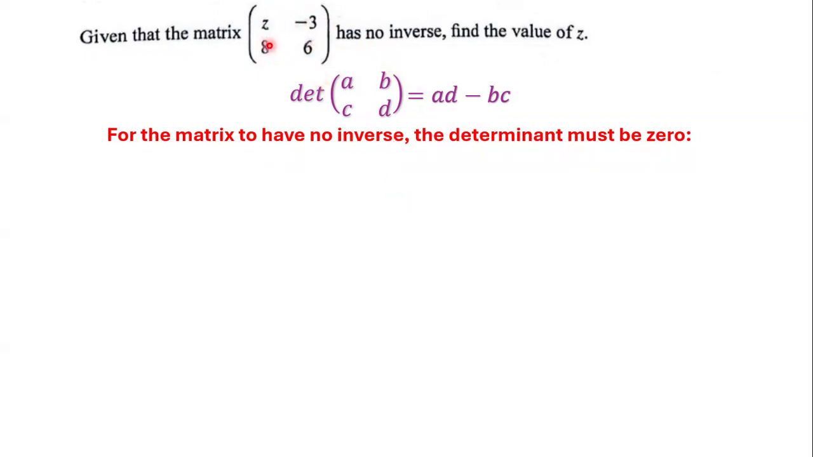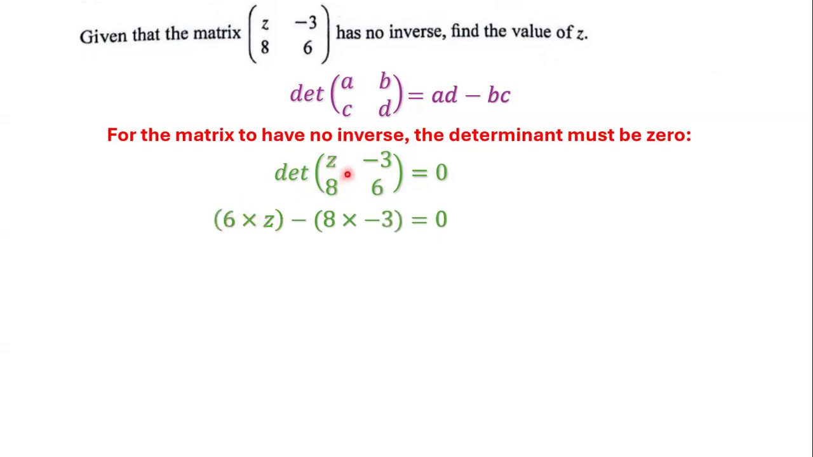So let's determine the determinant of this matrix. The determinant of the matrix that contains the entries Z, -3, 8, and 6 must be 0. Why? Because this matrix has no inverse. Now, by formula, what is the determinant of this matrix? Well, we have to take this entry and multiply it by that entry. So Z multiplied by 6 is 6 times Z.